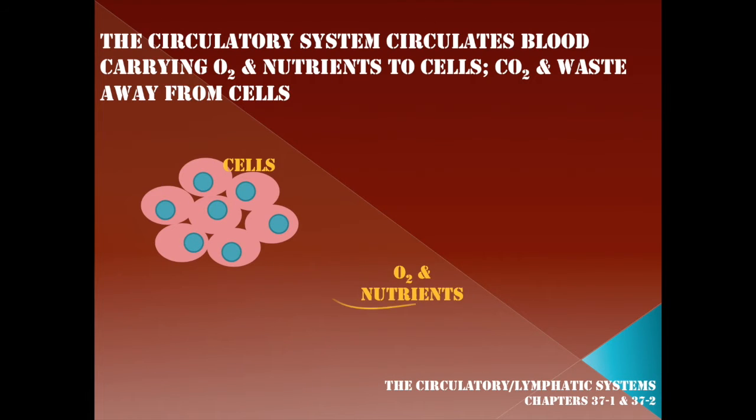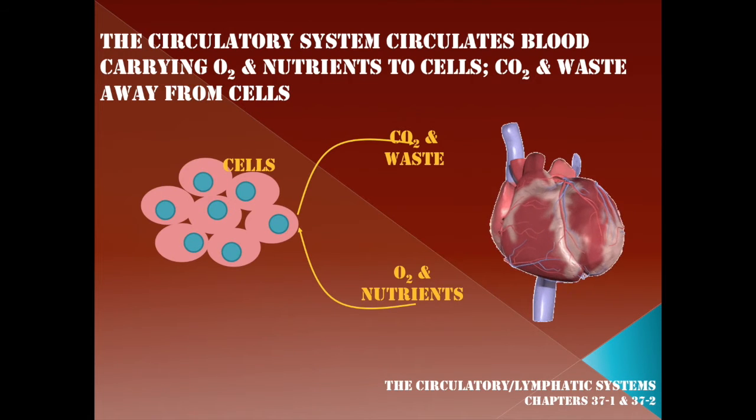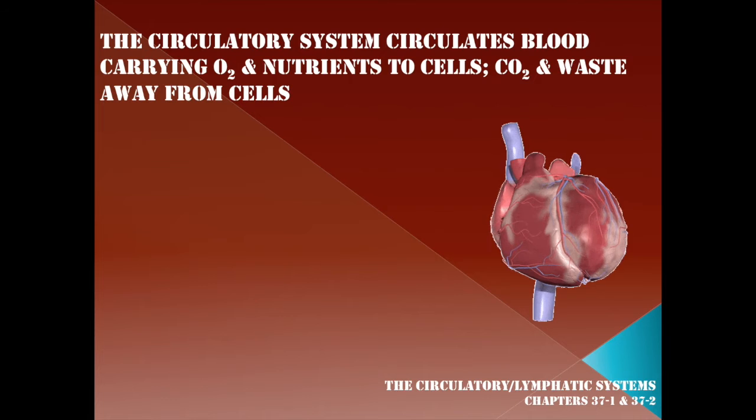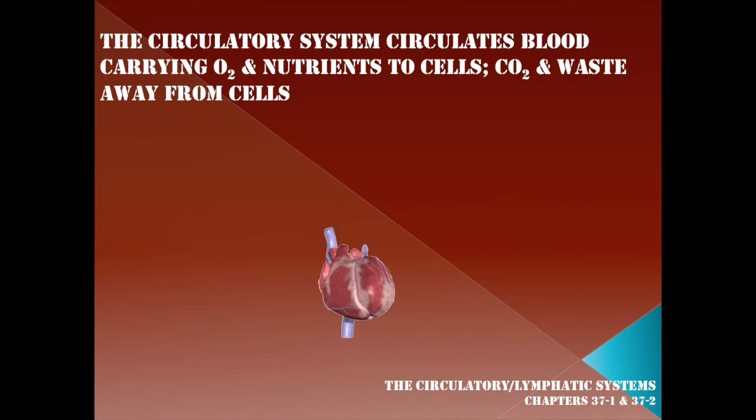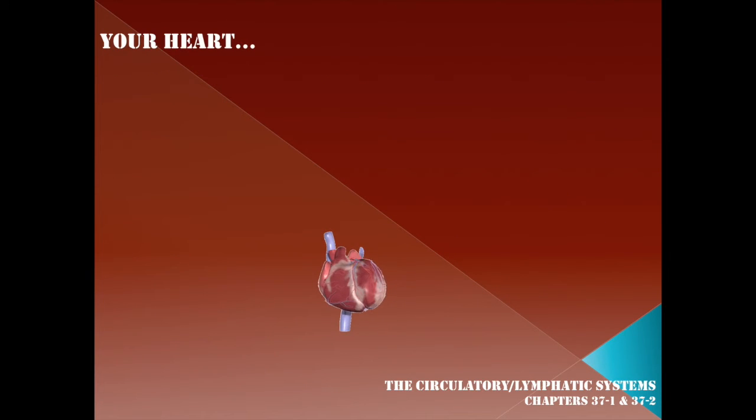So basically what it does in a nutshell is it brings oxygen and nutrients to the cells, swaps them for CO2 and waste, and carries that CO2 and waste away. All right. And ultimately this is all powered by the heart. Again, it's made entirely of cardiac muscle, very strong muscle, mind you. So in a nutshell, this is how blood travels through your body.